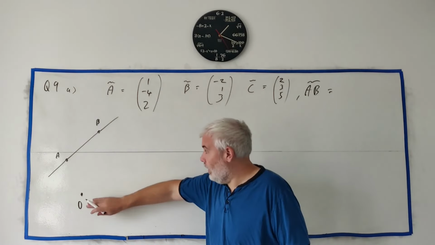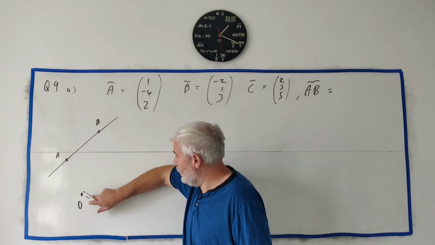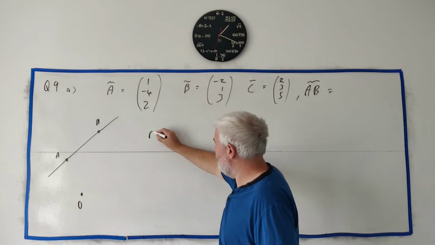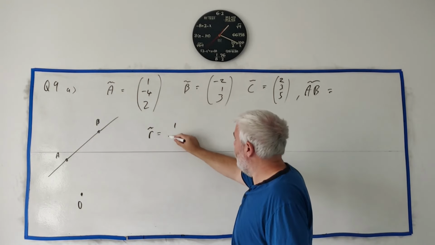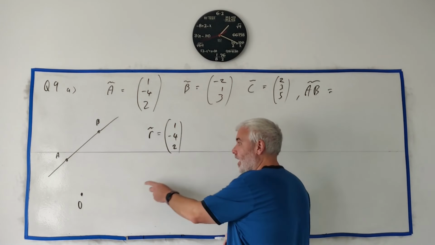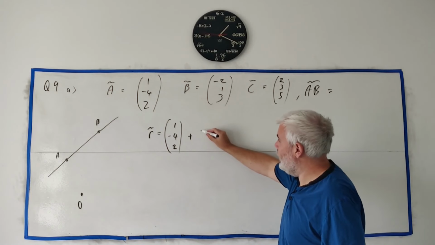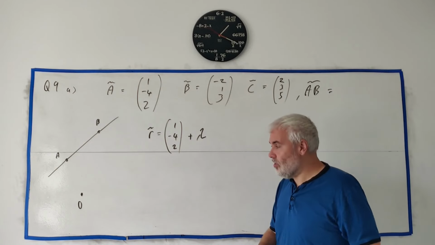We start at O and we just need to get to the line. So you can go from OA or you can go OB, whichever you want. I will choose to write this line as OR, and I'll choose to go from O to A. That's 1, minus 4, 2. That's a set of instructions that'll get you to A. Next, we want to go a certain number, any number, every number, in the direction of AB.